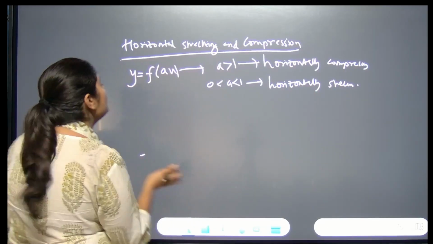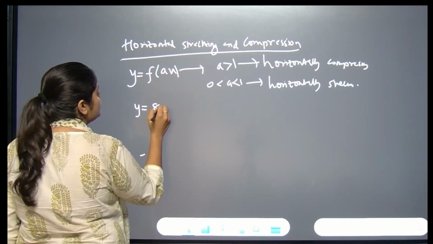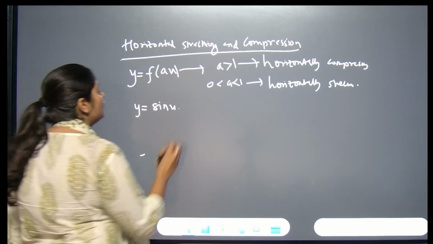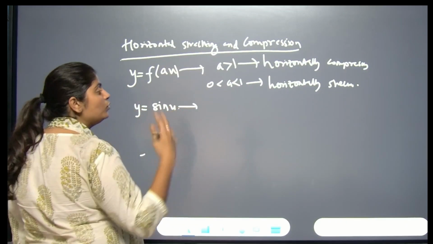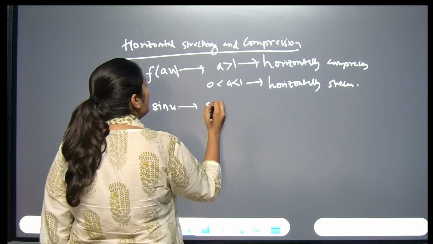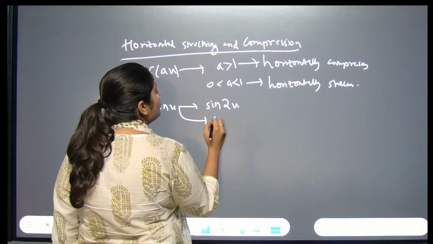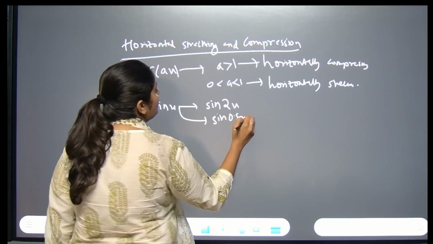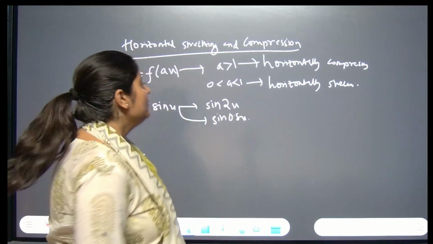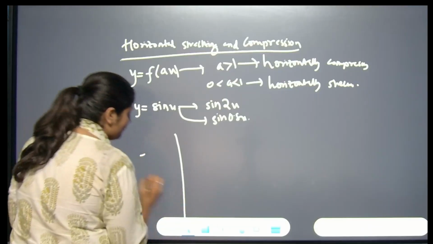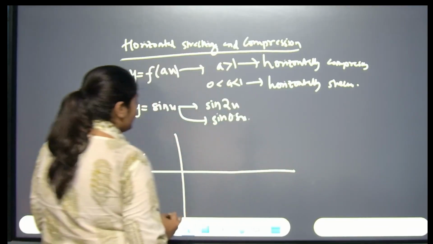Let's see this by an example. We'll take the same example, y equals sin x. This would be the original graph. We'll take two transformed graphs. One would be y equals sin 2x and another would be y equals sin 0.5x. We'll try to analyze these graphs using some points.